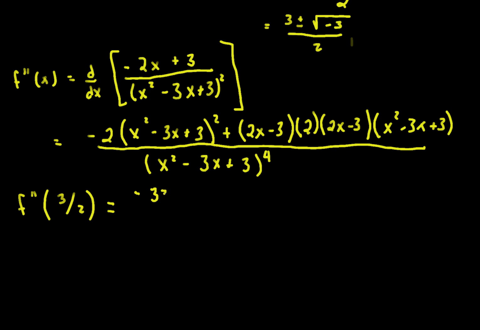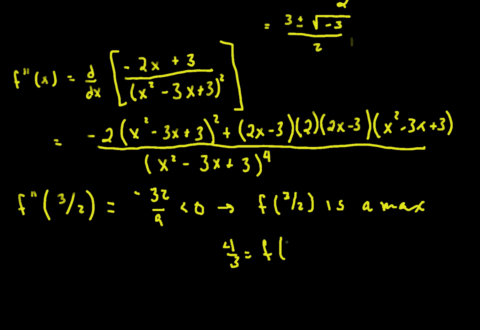negative 32/9, which is negative, which tells us that f of 3/2 is a max. Or that 4/3, which is equal to f of 3/2, is the maximum value. Okay, so that's how we use the second derivative test.